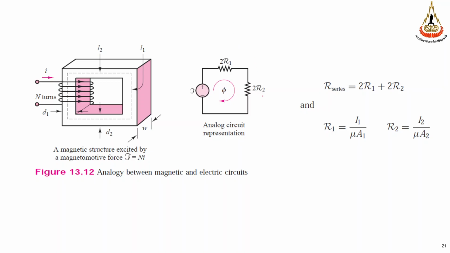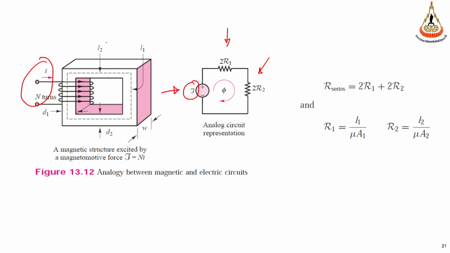So if we have different reluctances in the magnetic part, we can combine them, similar to how we combine resistance in a circuit. For example, in this magnetic circuit, we can use this symbol, the analog circuit representation. We have the magnetomotive force here, which is ampere turn, and it drives the flux here.